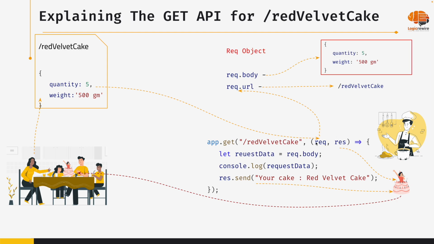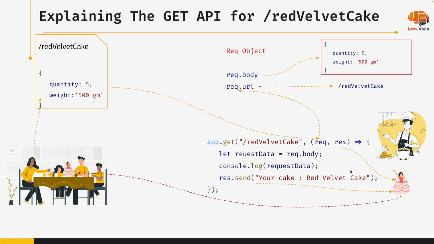Now let's start. The server will collect every data in the request. The request will be defined as request.url, where the server will get the URL. In the same way, if we write request.body, the server will get the body data, like what quantity and what weight, that is quantity 5 and weight 500. Based on these two data, the server, the chef, will prepare the things, and after preparing the cake, via res.send it will send your cake, red velvet cake. So it got created, and now this cake will be transferred on the table to the customer.